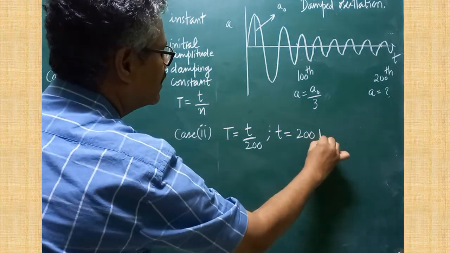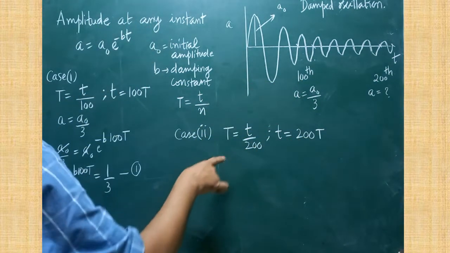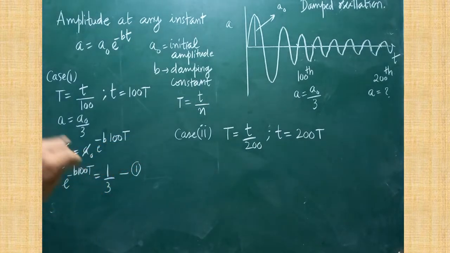200 into T you will get. Are you clear? Our aim is to calculate the amplitude of the damped harmonic oscillator after the completion of 200 oscillations.